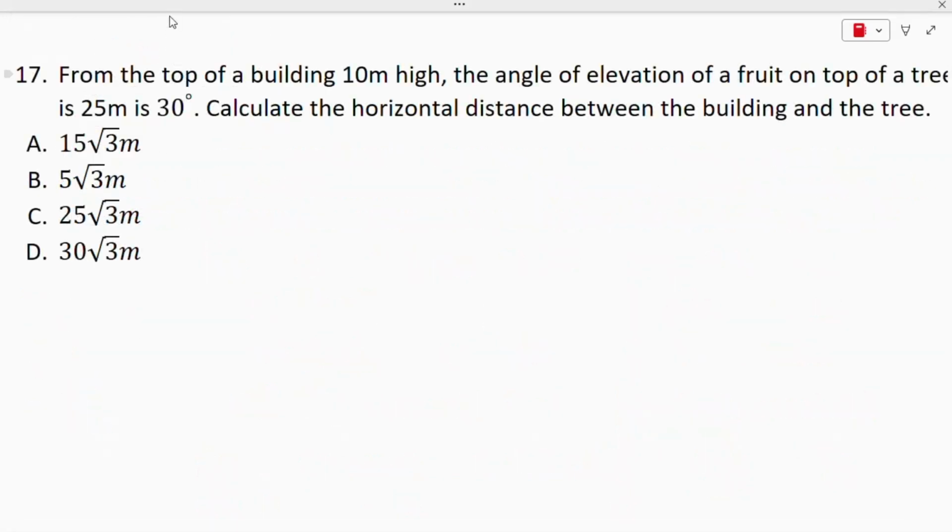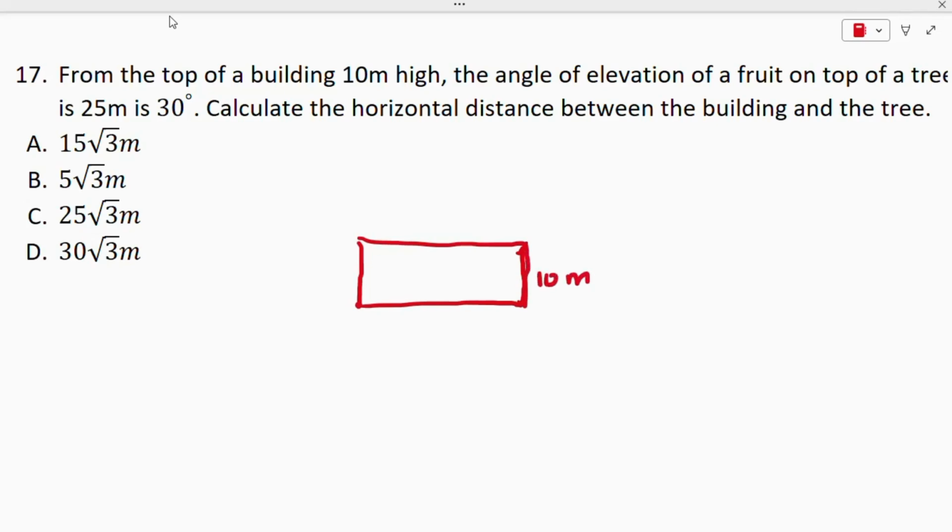Question number 17. From the top of a building 10 meters high, the angle of elevation of a fruit on top of a tree is 30 degrees. Calculate the horizontal distance between the building and the tree. So let's use this diagram to illustrate this. So we have this to be a building. Let's call this a building right here, and the question says the top of the building is 10 meters high. That is to say the height of the building is 10 meters.